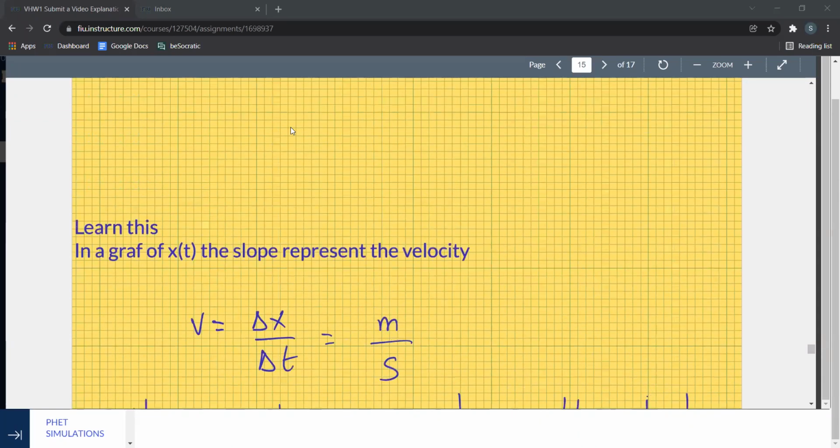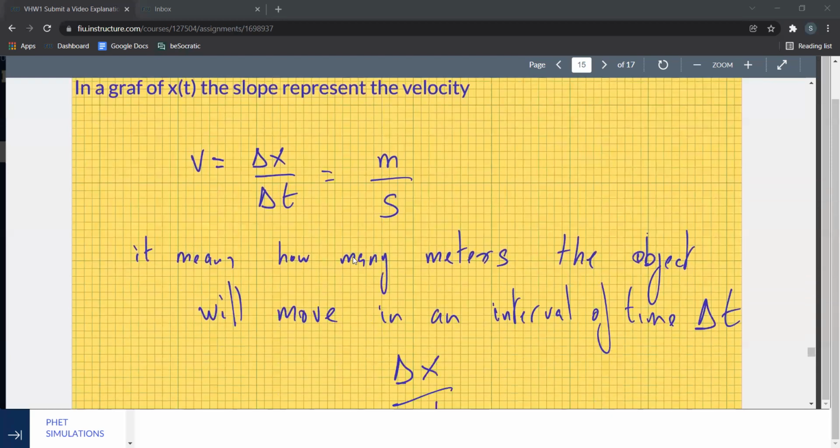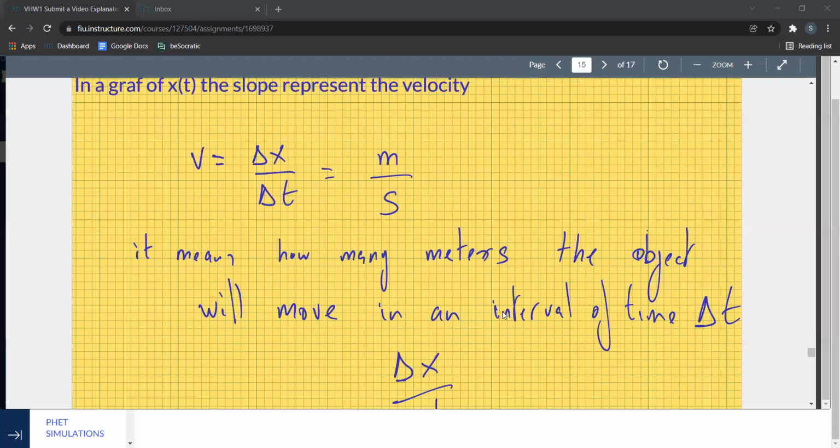Next, this is just knowing what units represent velocity. Typically x, or position, is explained in meters, and your time is explained in seconds. Those are the standards that we have. So velocity is a comparison between your distance over your time, right? Because that's essentially what it is, distance traveled per unit of time, so you will use meters per second. This essentially means how many meters the object will move in that interval of time.